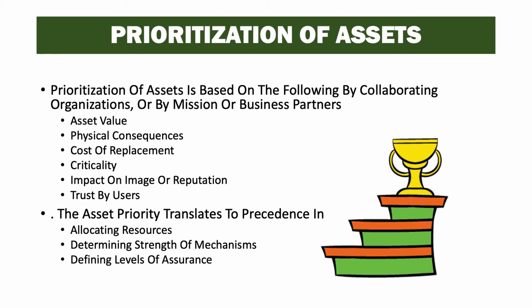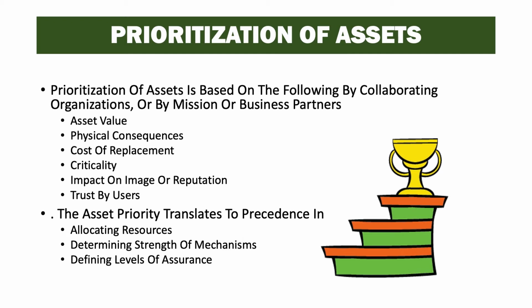Prioritization of assets is based on the following by collaborating organizations or by mission or business partners: the asset value, the physical consequences, the cost of replacement, the criticality, the impact on image or reputation, and the trust by users. Those are all evaluated to determine how we prioritize assets and build protections around that. The asset priority translates to precedence in allocating resources, determining minimum strength mechanisms, and defining levels of assurance.